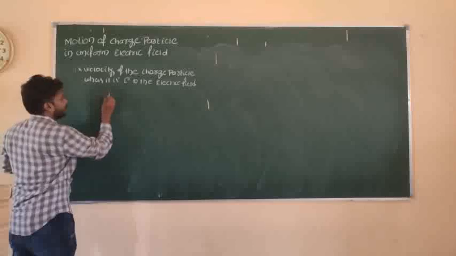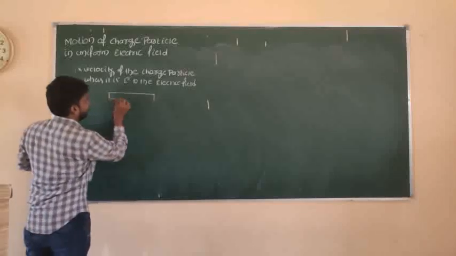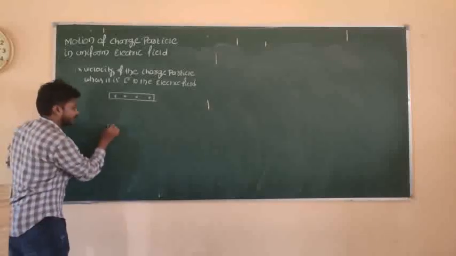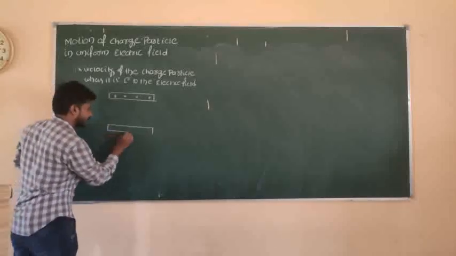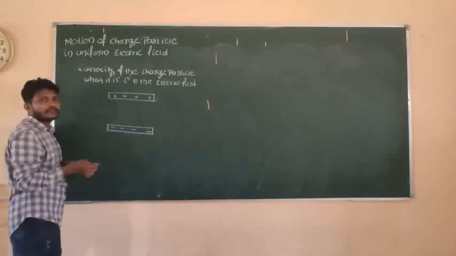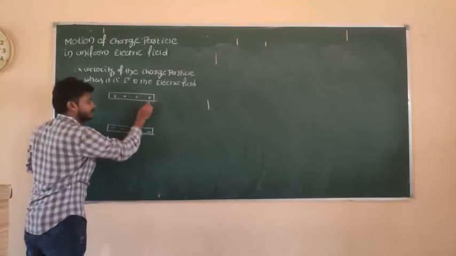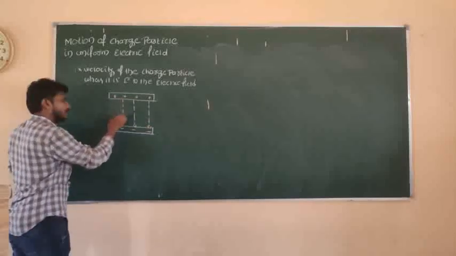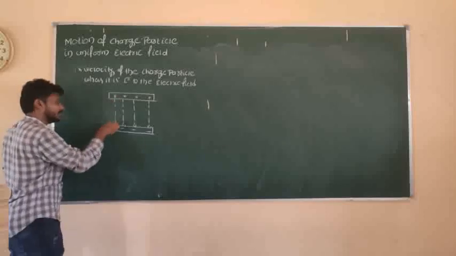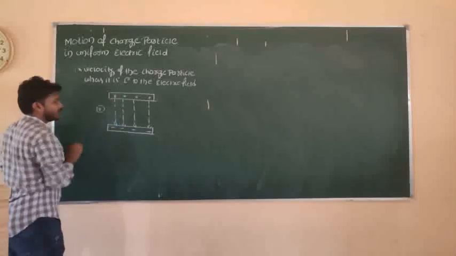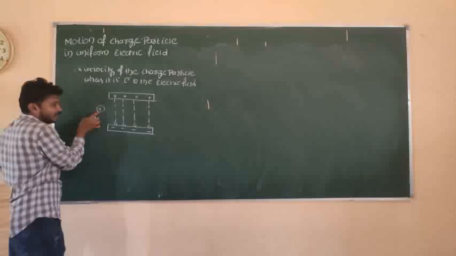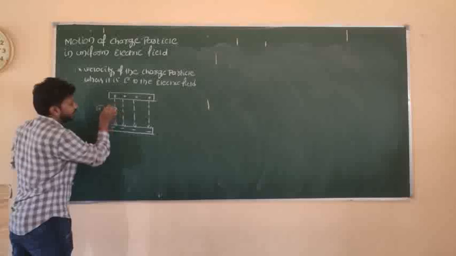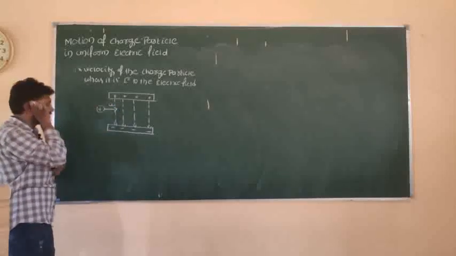For example, I will consider two plates here, one positive plate and another negative plate. What is the direction of the electric field? The electric field starts from the positive and ends at the negative. So this is the direction of the uniform electric field region. Let me consider one positive charged particle here. If it is positive, it will be attracted towards the negative plate, right? Initially it is moving with a certain velocity, so the initial velocity is not 0.